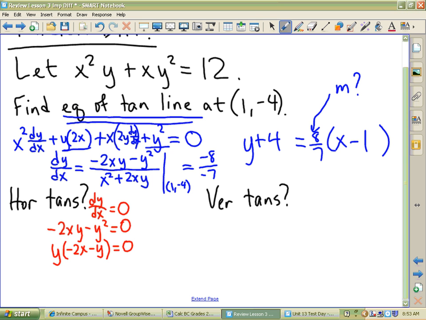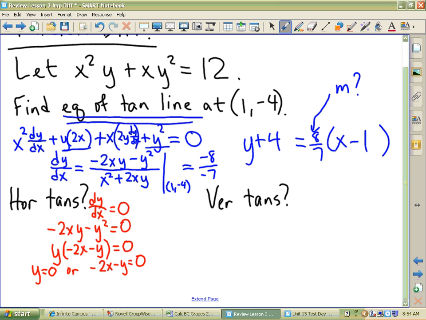So what does that turn into for us? Did I totally screw that up? No, I didn't. Okay, so I'm okay, right? Right. So either y equals 0 or negative 2x minus y equals 0.